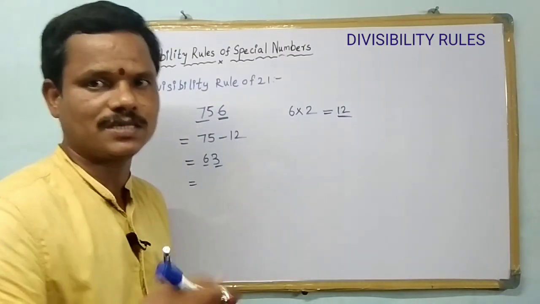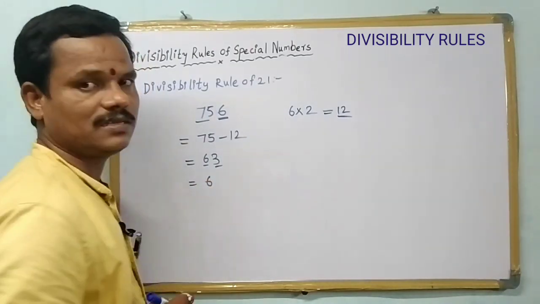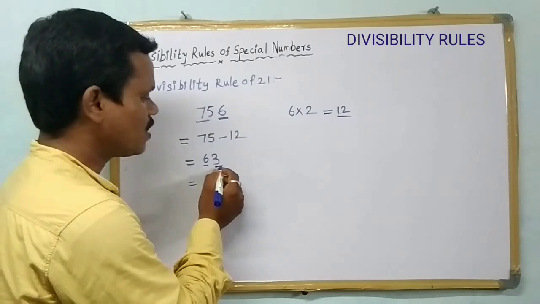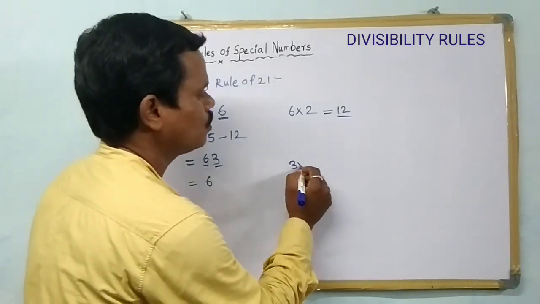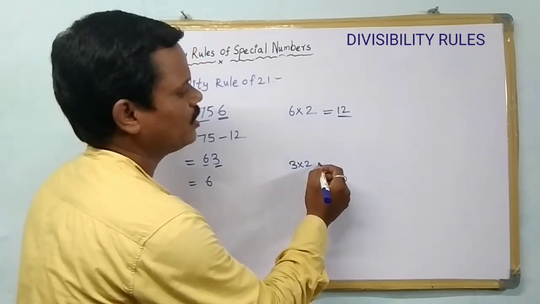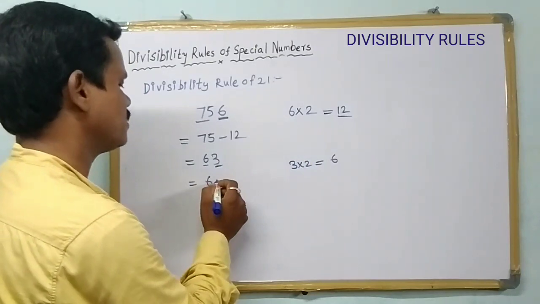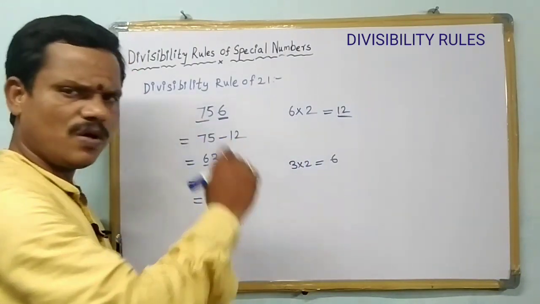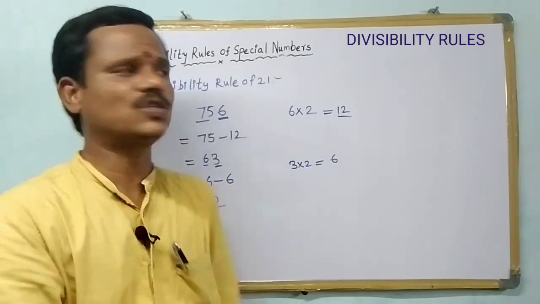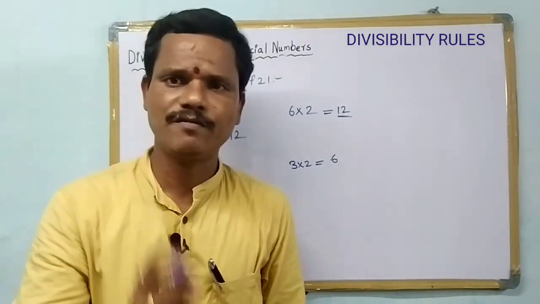Now again we take it as two parts. 3 is first part, 6 is second part. Now write the second part 6 as it is. Now first part number 3, multiplying it by 2. What is the value? 6. Now subtract this from the second part. 6 minus 6. This is 0. So 0 is divisible by every number. So 756, the given number, is divisible by 21.